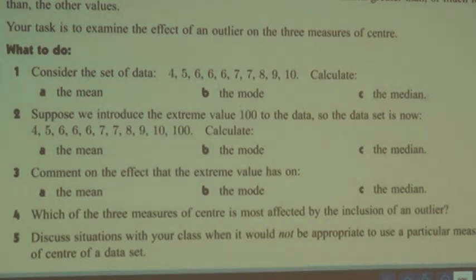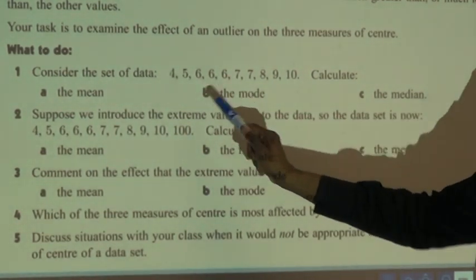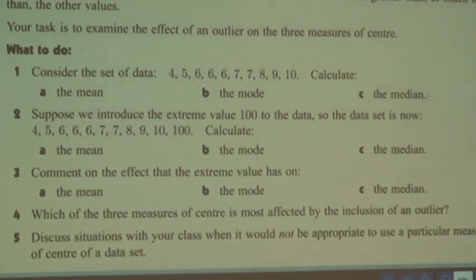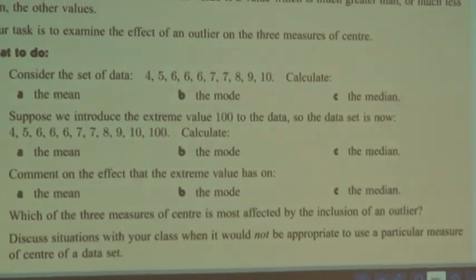Okay, great. The next thing says, suppose we introduce 100. 100 is definitely an outlier, because it is extreme, much greater than the rest of the data. So introduce 100. Then what is your mean? When you include 100, your mean is 15.3. What is your mode? 6. What is your median? 7. The next thing says, comment on the effect of the extreme value.